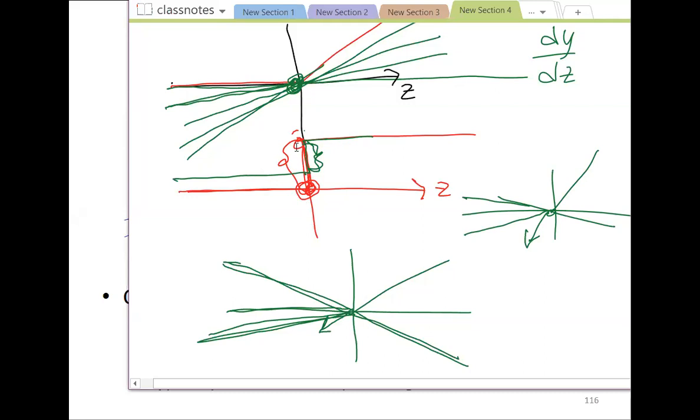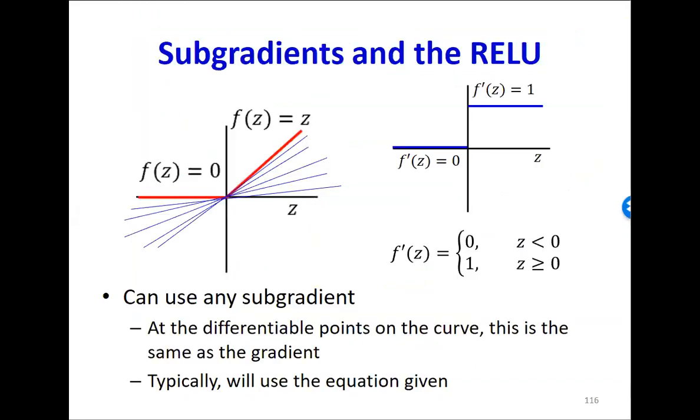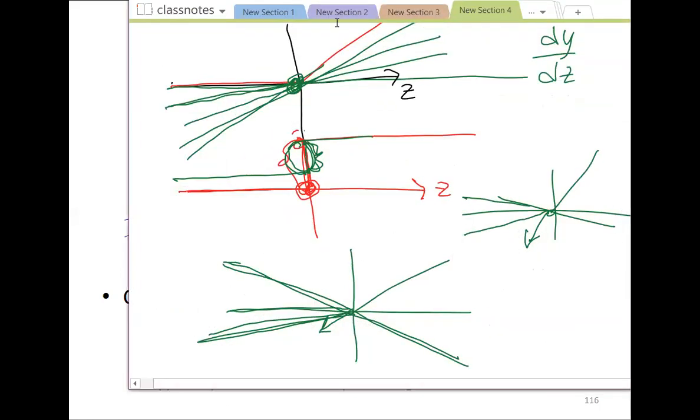So if you want to make sure that you're pointing in a direction of increase, you want to be using a slope between those two boundaries. Now, same thing with maxes. Here's another activation function, which is the max activation function.